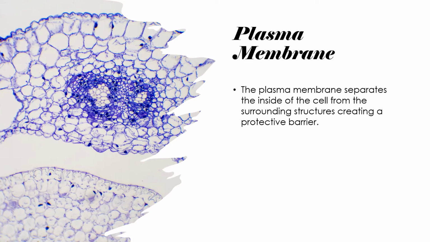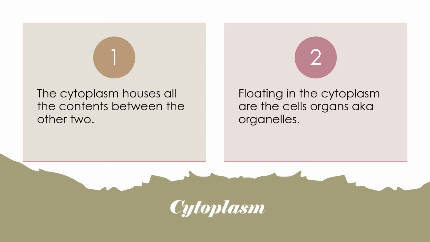The plasma membrane separates the inside of the cell from the surrounding structures and creates a protective barrier. Here you can see the plasma membrane of each cell shown. The cytoplasm houses all the contents between the other two, and floating in the cytoplasm are the cell's organs, also known as organelles.